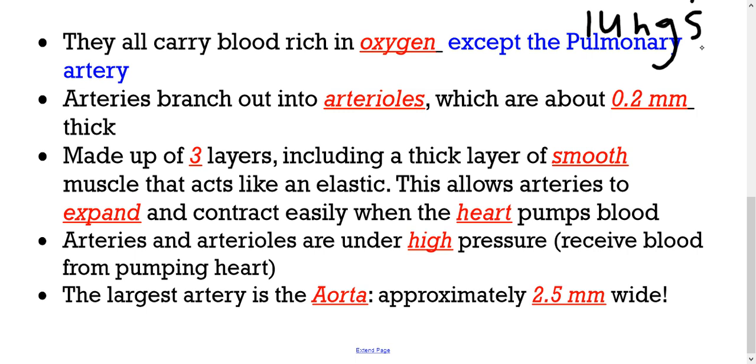Arteries branch out. So arteries are kind of thick. They branch out into smaller branches called arterioles, that are about 0.2 millimeters thick. Arteries are made up of 3 layers. So they have a thick layer of smooth muscle that acts like an elastic. This allows arteries to expand and contract easily when the heart pumps blood.